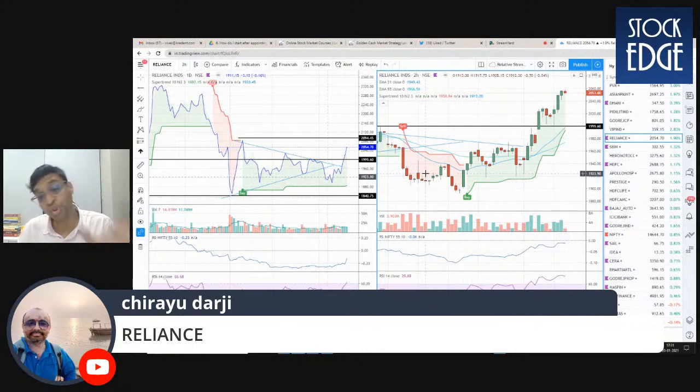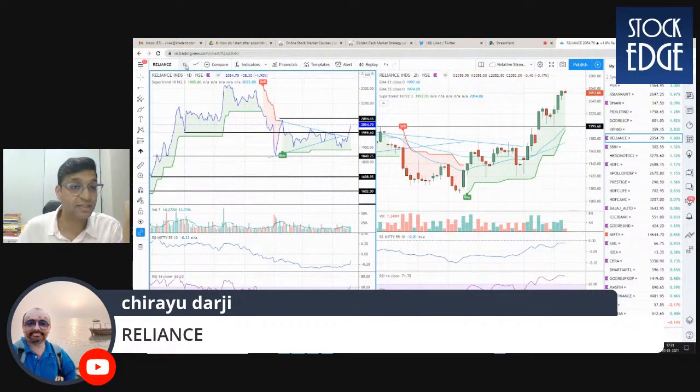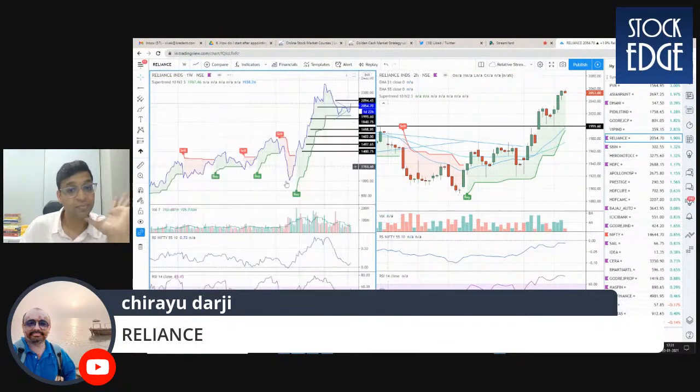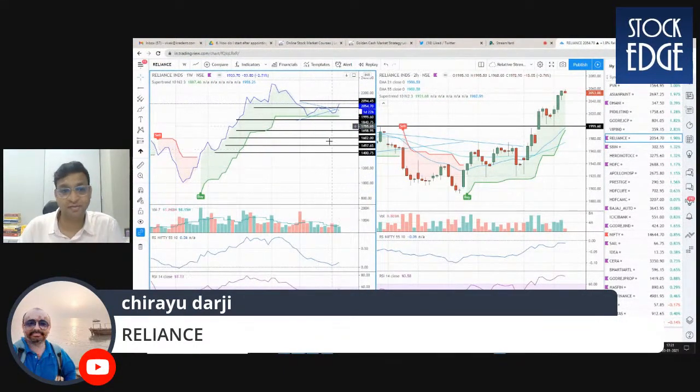So for a short swing trading, this is okay. But for a long swing, I will not recommend Reliance unless you are a contrarian and you want to invest in this stock. So let's see a weekly chart. Yeah, so weekly chart is positive. So if you want to hold on to this stock for a long period of time, it's okay.